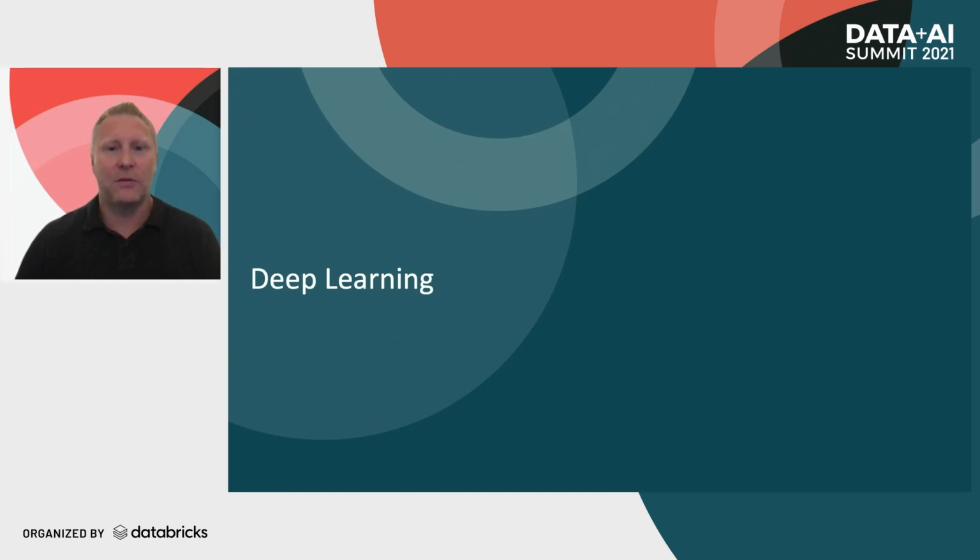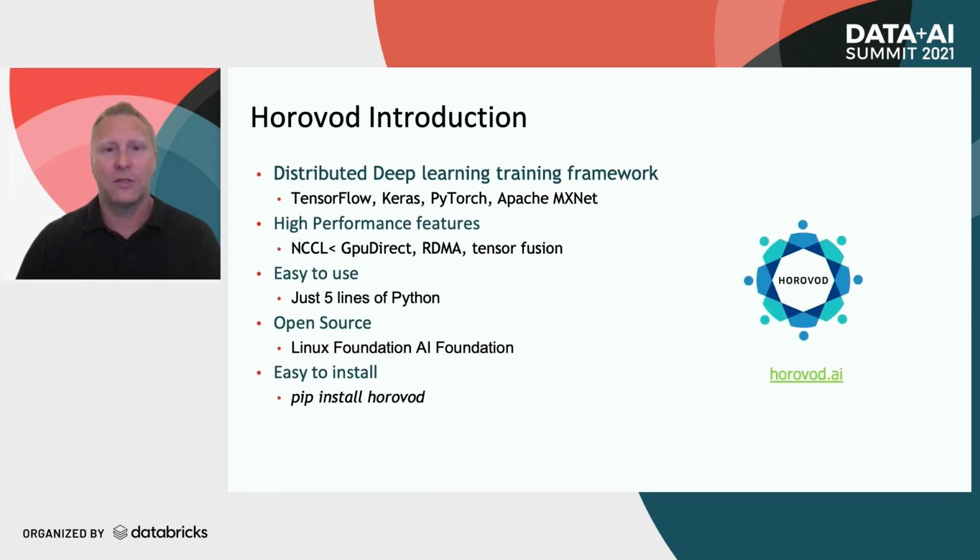On the deep learning side, I'm going to give a brief introduction to Horovod because I'm using that in the demo. You can find more information in a talk we gave at last summit. Horovod is a distributed deep learning training framework. You can use it to run TensorFlow, Keras, PyTorch, or Apache MXNet, and once you have it set up, it's fairly easy to switch between those. It also has some high performance features like NCCL, GPUDirect, RDMA, and Tensor Fusion. It's pretty easy to use, just a few lines of Python. It's open source and easy to install. So I'll be using this in the demo for the deep learning side example.